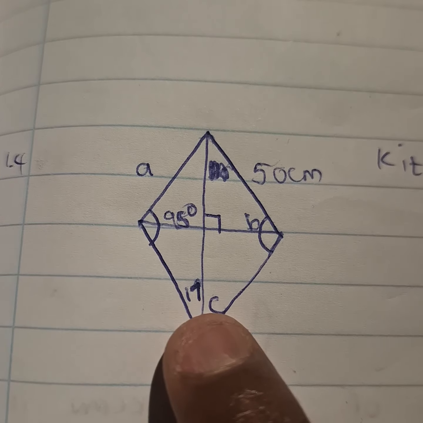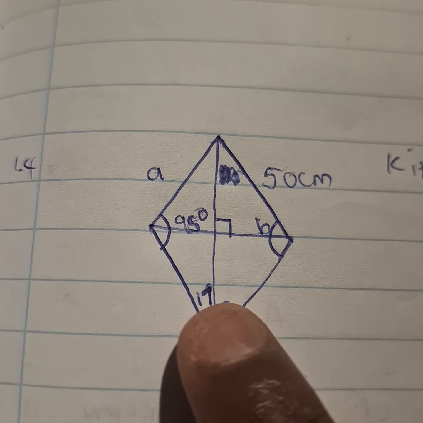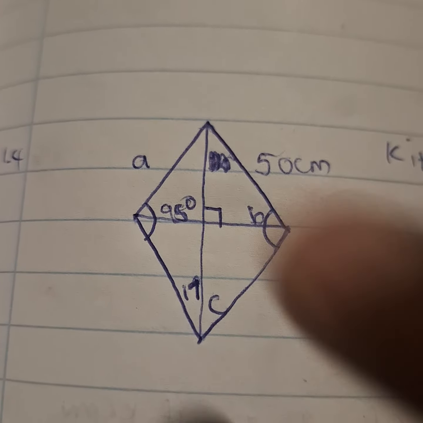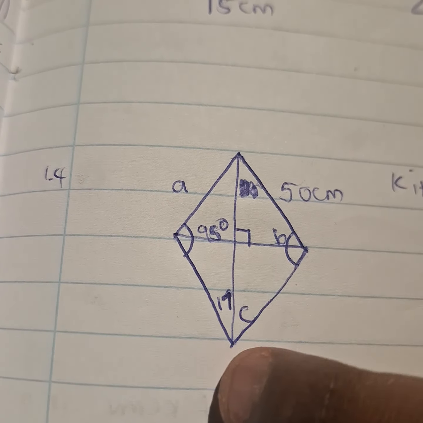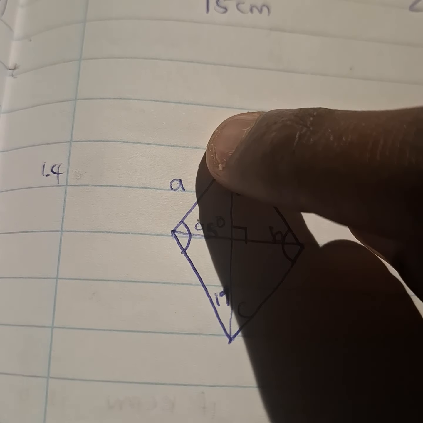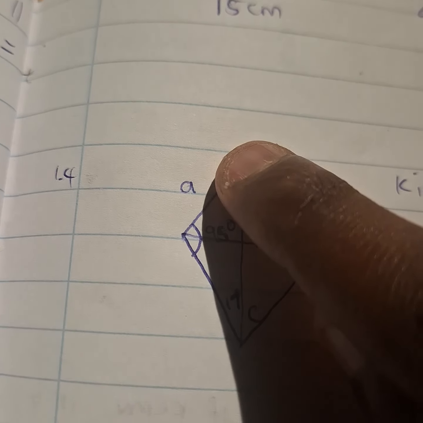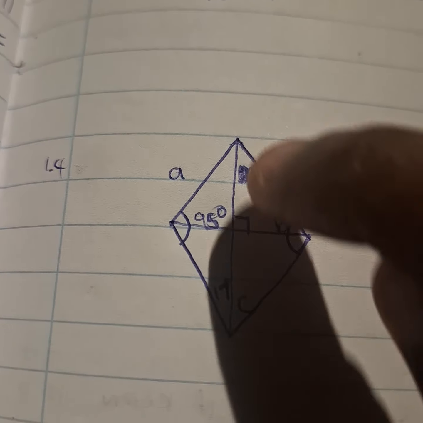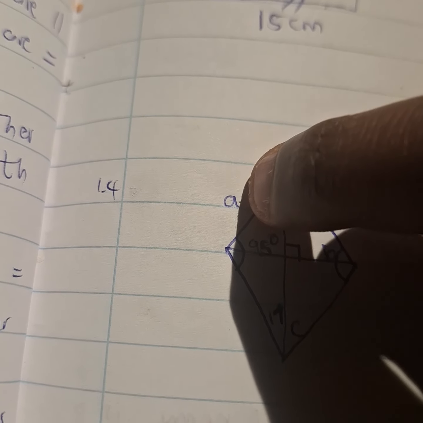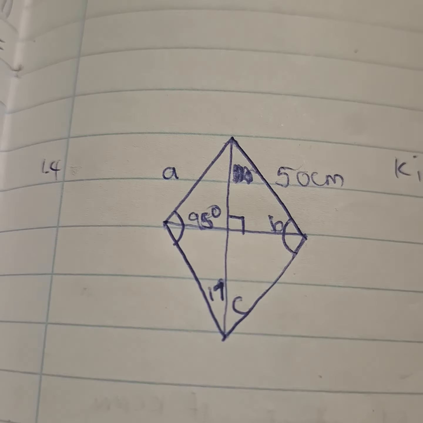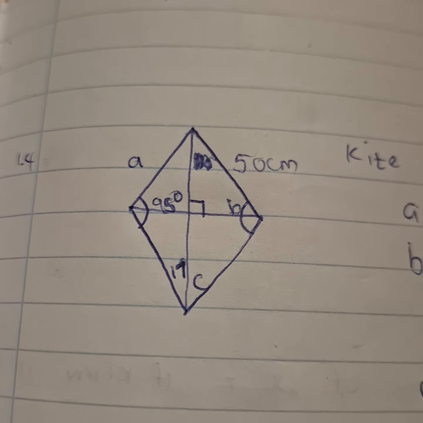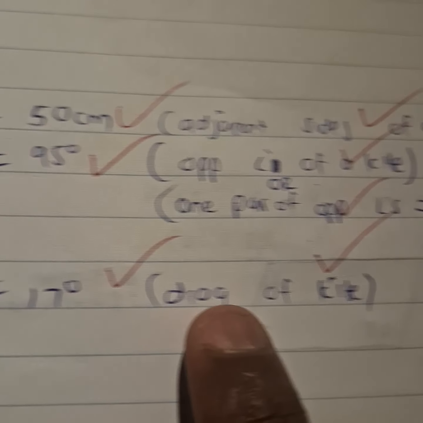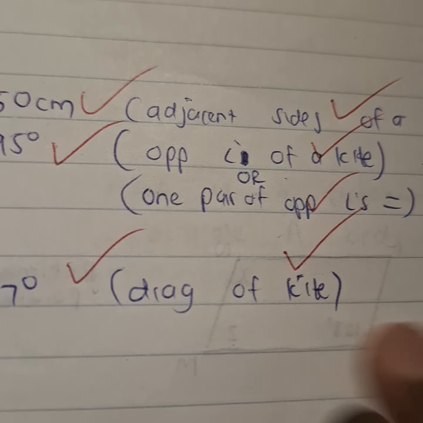Then we need to find the value of C. C is equal to, since this is 17 degrees, C is also 17 degrees. What's the reason? The long diagonal of the kite bisects its angles. So these two angles are equal to each other, as well as this angle and that angle would also be equal to each other. If they existed and we knew, we would be able to find those two angles as well. So C is equal to 17 degrees, diagonal of kite.